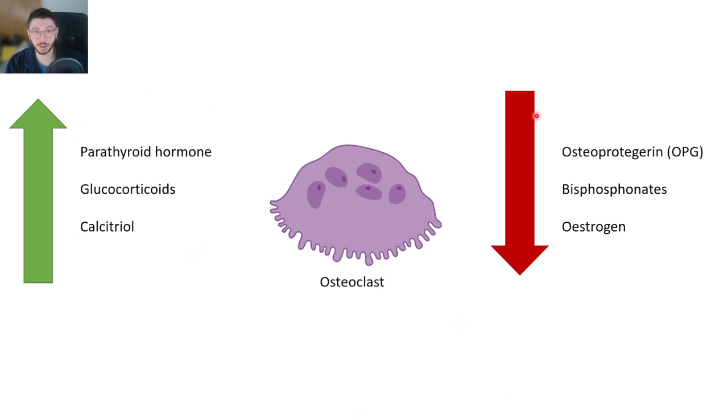Then we have things that decrease their activity. The main factor that decreases osteoclast activity is osteoprotegerin, and this is called OPG. What OPG does is that it binds to RANK-L, which prevents osteoclast differentiation. So it binds to the RANK-L and inhibits it. Now there are many different things which can increase osteoprotegerin. We have estrogen, which increases the concentration of this. We also have bisphosphonates, which interfere with osteoclast activity directly.